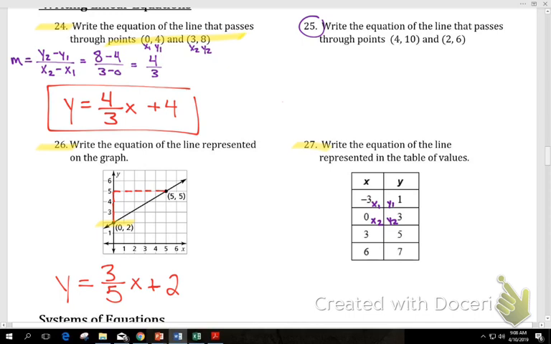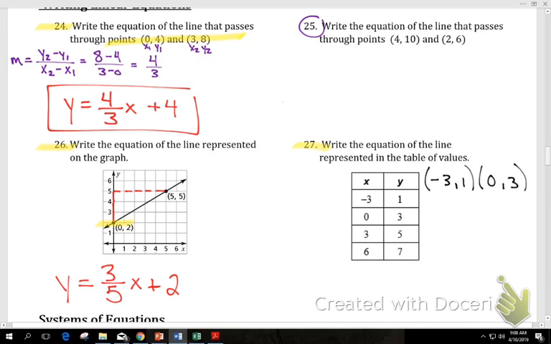I checked several papers today where they did not want to actually write the ordered pairs, and they got it wrong because they wrote the wrong numbers. So pull out the ordered pairs. -3, 1. 0, 3.